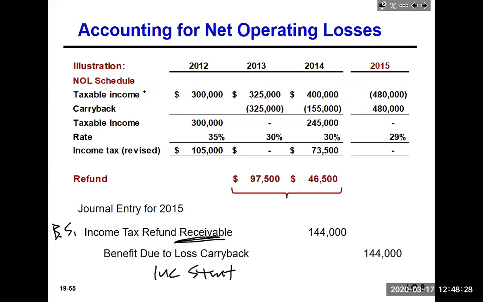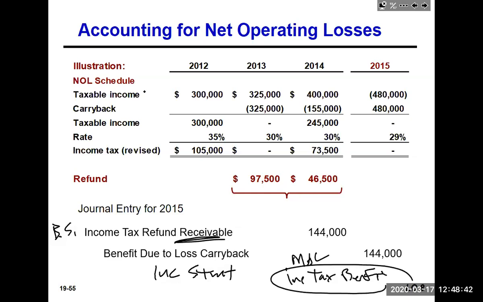Pearson uses a different term here. I can't remember what it is. I think it's called income tax benefit. Every company has a different title, but it's an income statement account. I think that's what my accounting lab uses. I expect a refund, and they made this very simple in that there was no carry forward, right?